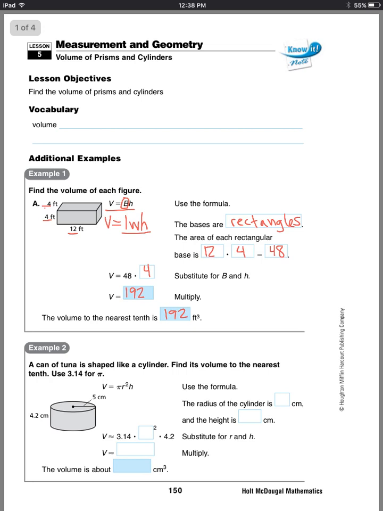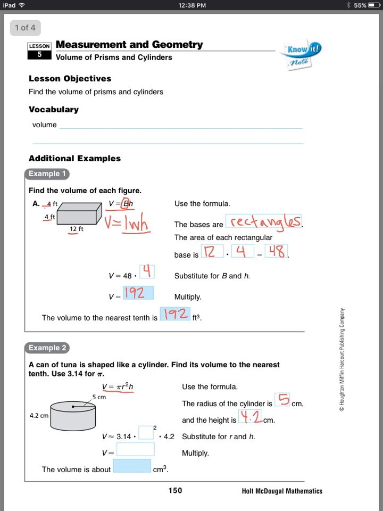Example number 2. A can of tuna is shaped like a cylinder. Find its volume to the nearest tenth. Use 3.14 for pi. Here is the formula. Pi r squared, that gives you the area of the base, times the height of the can of tuna. So the radius of the cylinder is 5 centimeters, and the height is 4.2.